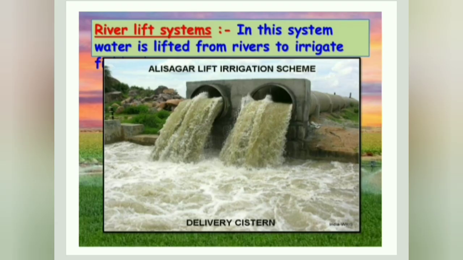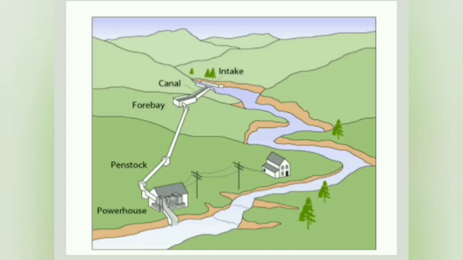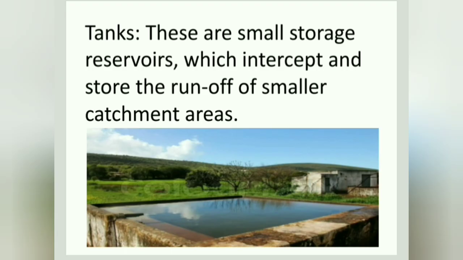Next one is river lift system. From this heading we can see the word lift. So water is being lifted from the river to irrigate the fields. This is a picture which shows the different methodologies which are used to take the water from the river or reservoir to different areas. Next is tanks. Tanks are small storage reservoirs which stop the run of water and are used to collect the water for future use. In most of the farms we can see these tanks. This is mainly used for irrigation purpose.